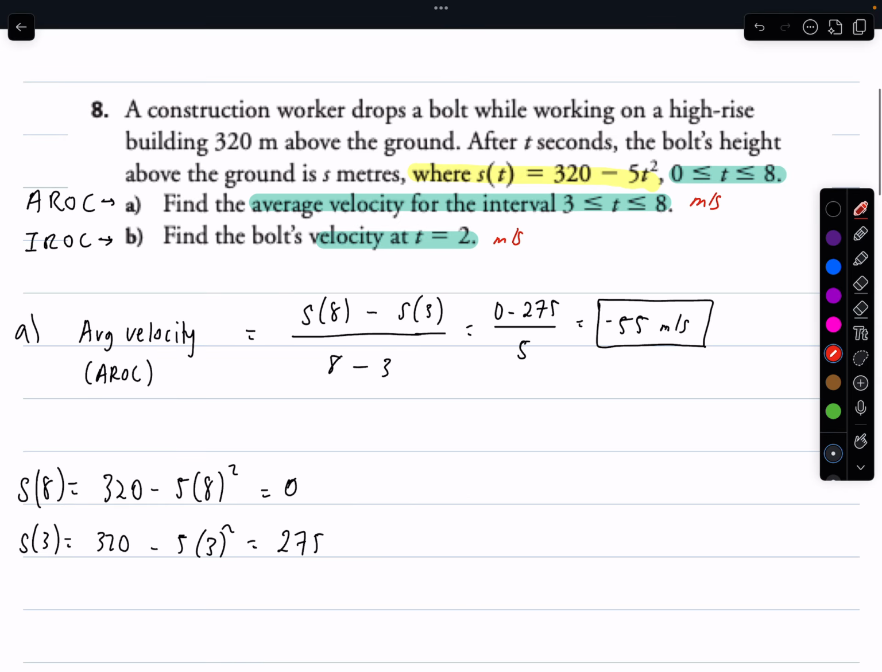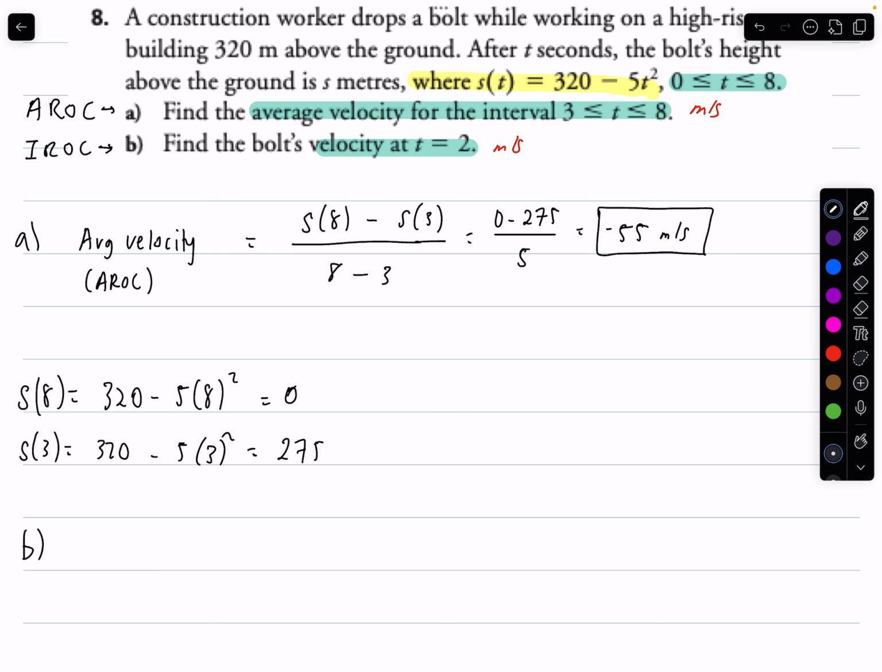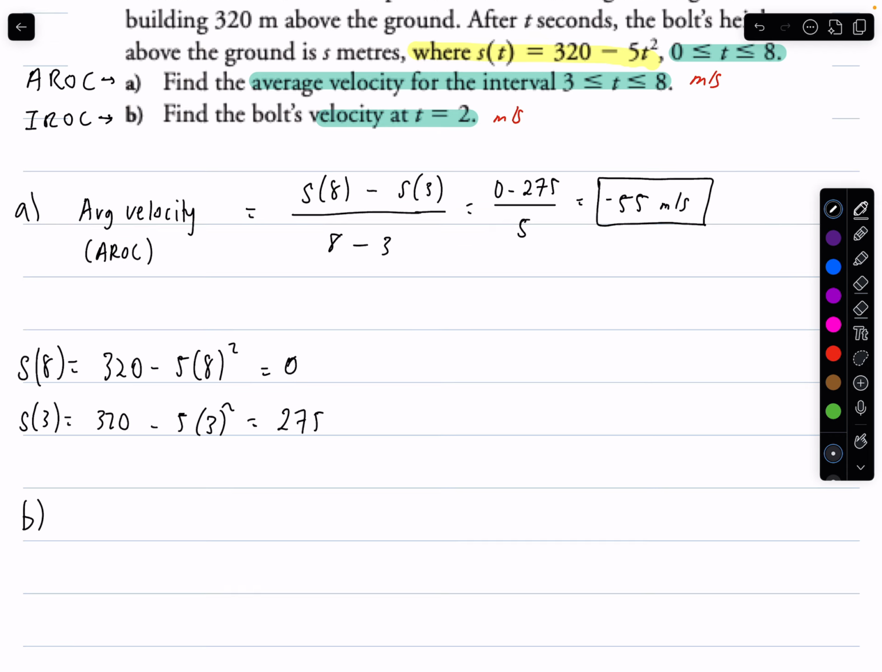Okay, let's look at part B. Part B is saying find the bolt's instantaneous velocity, so the velocity at t equals 2. Remember, when we have instantaneous velocity, the way we're going to get that is we're actually going to use the AROC to approximate the instantaneous velocity. That means we're going to use the centered interval method. I don't even know if I spelled interval right, but you get the point.